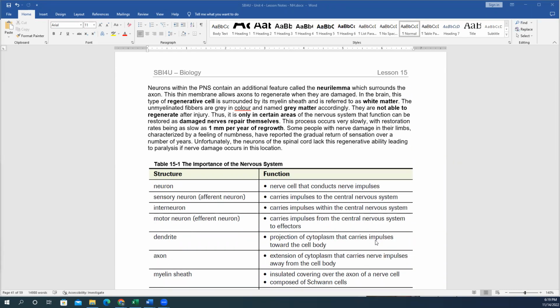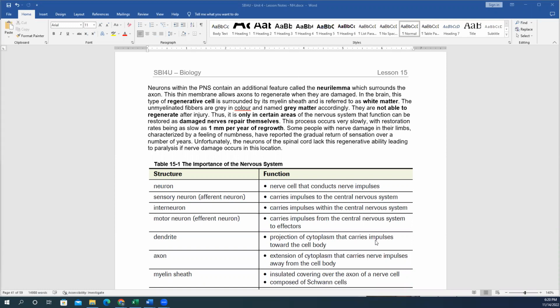And in the peripheral nervous system, there are additional features. These are called neurolemmas, which actually also surround the axon. These are thin membranes that allow the axons then to regenerate when they are damaged. So this is very useful in the peripheral nervous system. In the brain, there's this type of regenerative cell, which is surrounded by its myelin sheath, and this is referred to as the white matter.